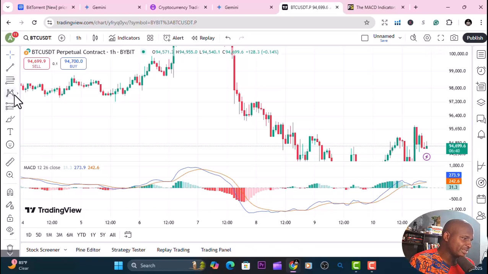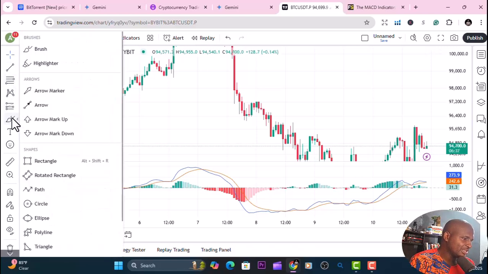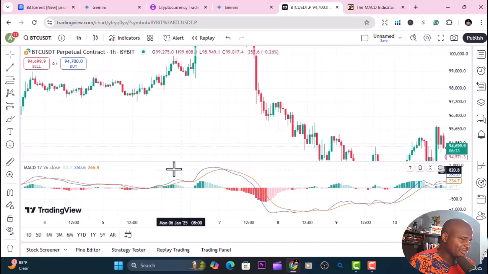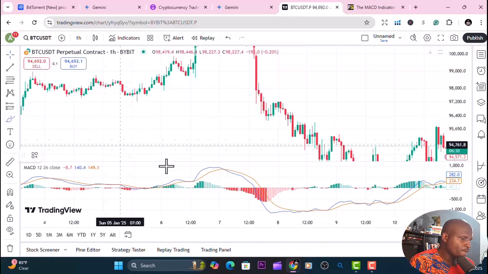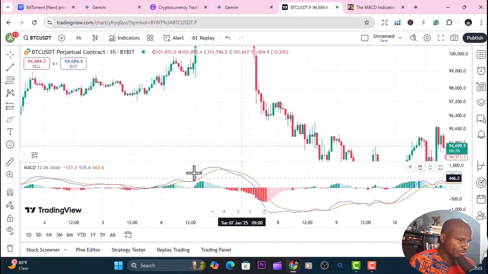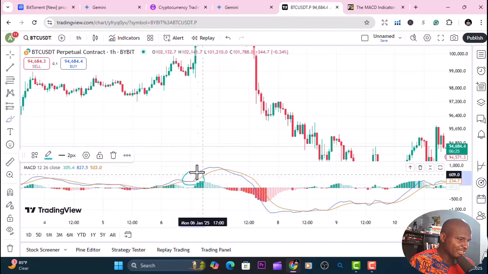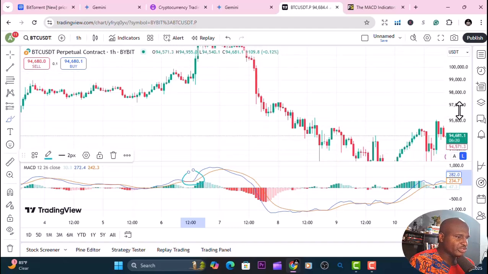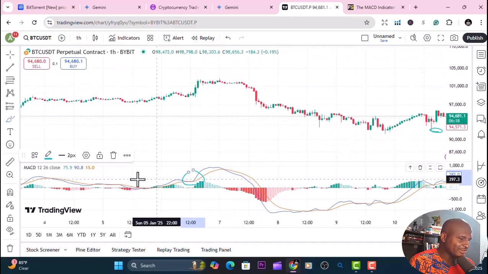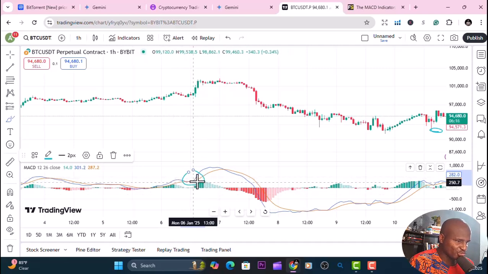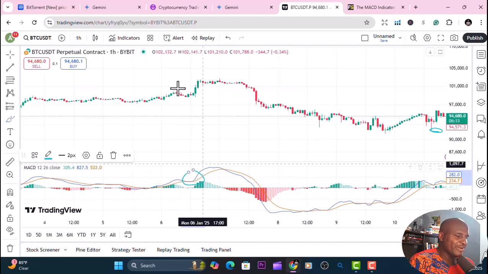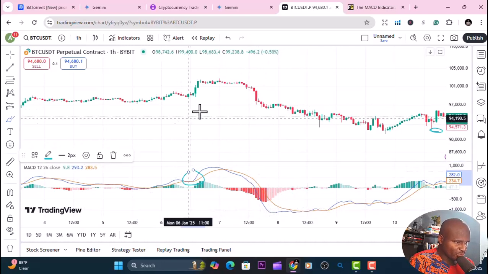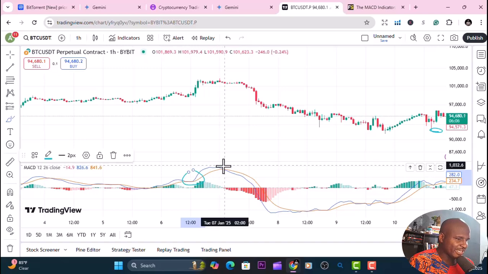Let me just get my drawing pad. Within here, something happened. Here, you could see that there was a crossover. The MACD line, even though it was just a small crossover, you see that it affected the price, actually. Then here, it went straight, then it crossed over here.